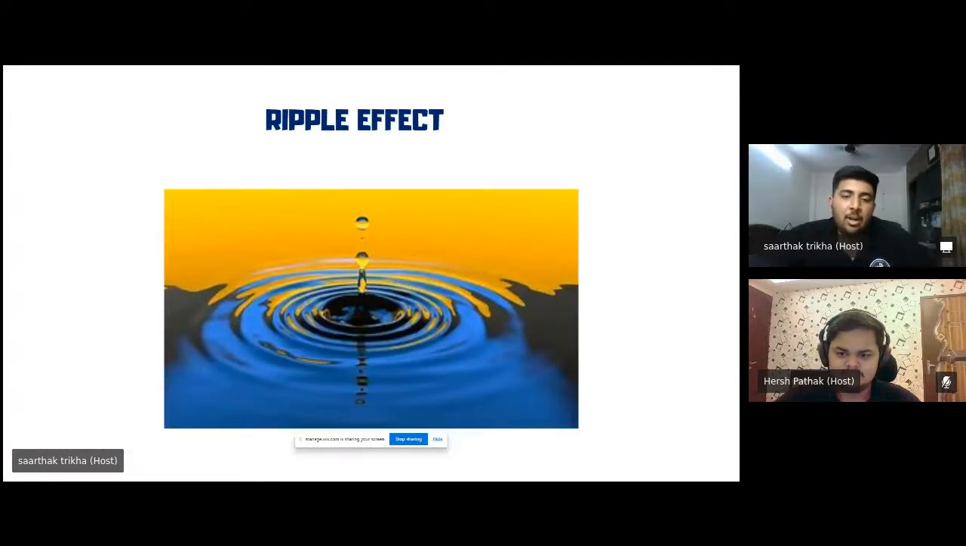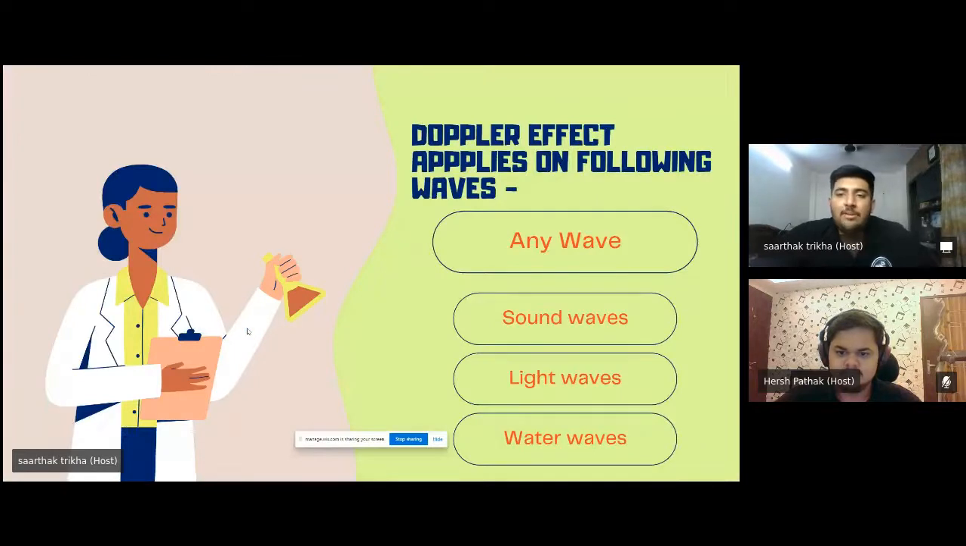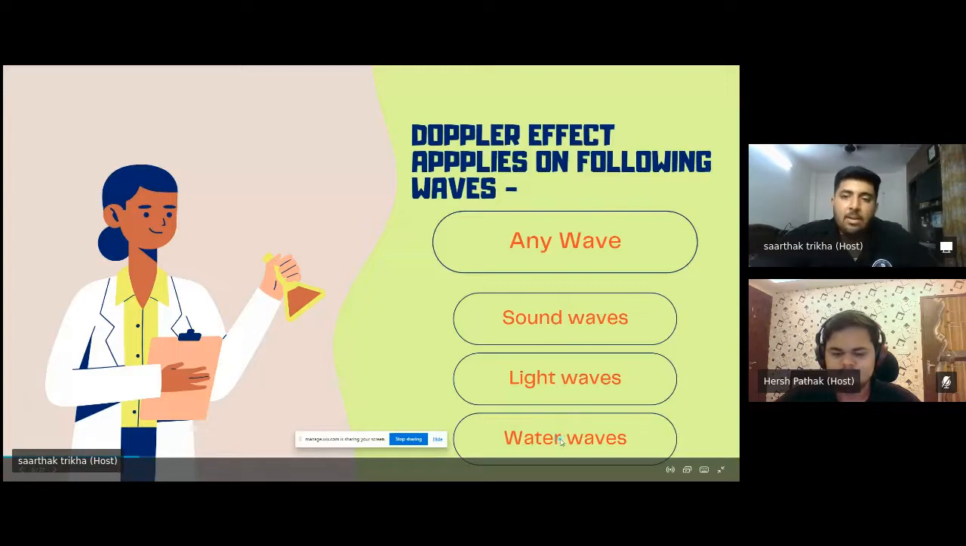Also, it can be seen in the ripple effect. If you drop a stone in water, the rings of foam closer to the stone, the source, are closer to each other, and the distance increases, as you can see. Now the Doppler effect applies on the following waves. Basically, it applies on any type of longitudinal and transverse waves, but we would be studying mostly sound waves, light waves, and water waves, as I gave an example.